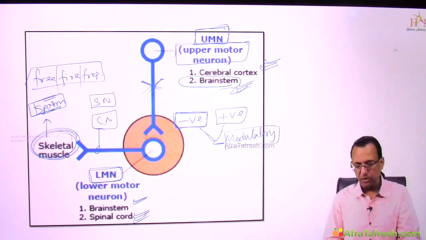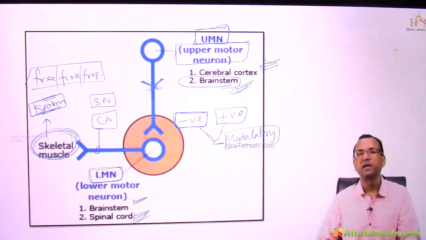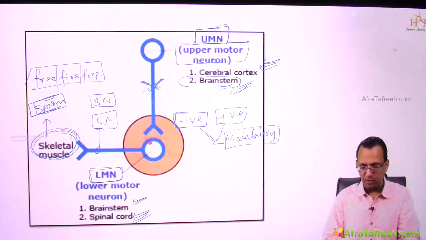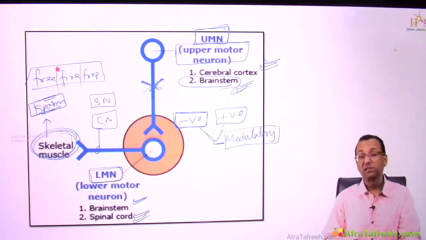And what if I damage the upper motor neuron? If you damage the upper motor neuron, then it is an upper motor neuron palsy. And when there is palsy, what will happen? The lower motor neuron is free to fire frequently, so the muscle will go into spastic paralysis. So whenever there is upper motor neuron palsy, the inhibition is compromised, the lower motor neuron is free to fire frequently, and the muscle goes into spastic paralysis.